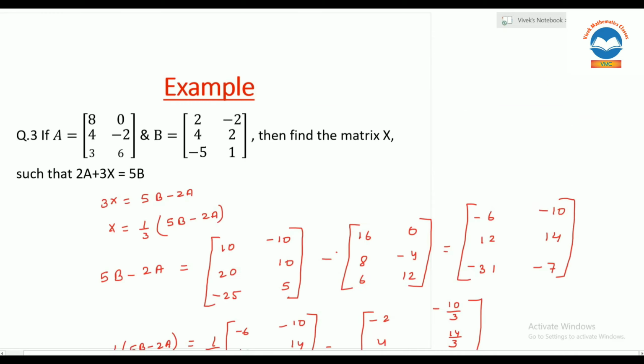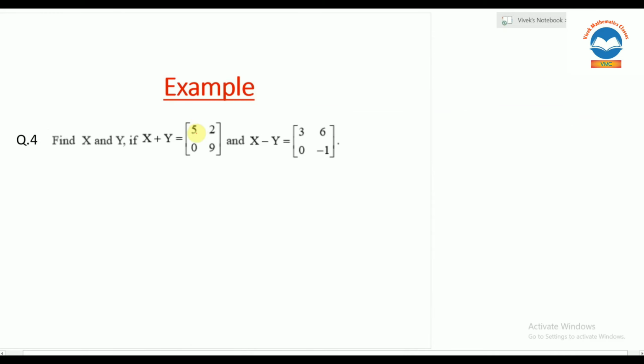Next, find X and Y. If X plus Y equals this matrix and X minus Y, they have given. They have given X plus Y and X minus Y. Same like linear equations. Here they have given linear equations: X plus Y equal to some matrix and X minus Y also is something. So what you have to do? You have to solve for X and Y. So we know how to solve linear equations in two variables. Yes. So what I will do? I will add these two equations. This is equation number 1. This is equation number 2.